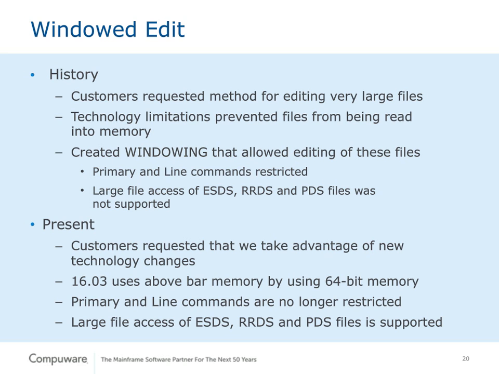This technique brought about several restrictions, though, one of those restrictions being that we were limiting the file types that we were supporting. So technology has progressed and file types and file sizes have grown. In 1603, we're getting rid of windowed editing and taking advantage of 64-bit memory. Many of the previous restrictions are now lifted, including file type access. For example, we can now access very large ESDS, RRDS, and PDS file types. Let's show you some differences.